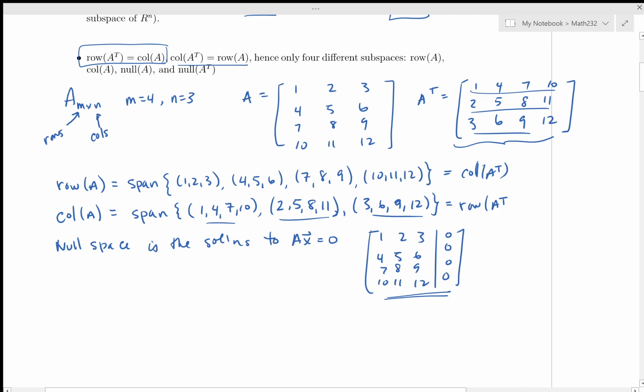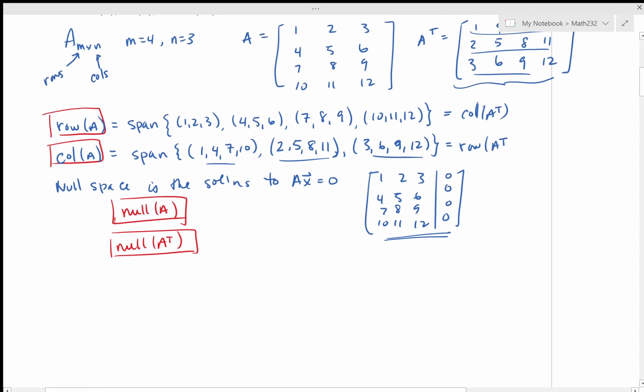So that is where we're getting our 4 spaces. Let's just highlight what they are. We've got the row space of A, the column space of A, and the null space of A, which is the set of solutions there. I didn't exactly write it like that, so let me fix that. And then we also have the null space of A transpose, because that will be different.